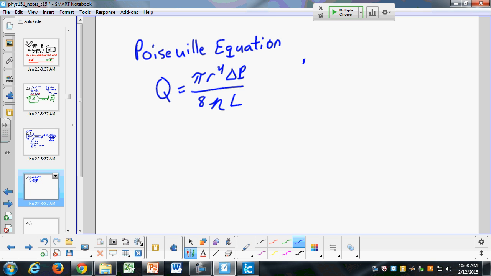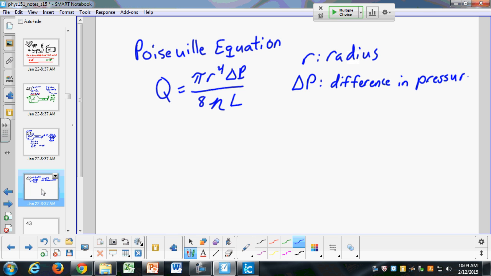So let me define what these variables are first. R is the radius of the tube, or the vessel, whatever it is. Delta P is the difference in pressure. In order to have fluid flow, you have to have a change in pressure between two different points. This eta, this script N looking thing, is a Greek letter. It's a measure of a material's viscosity. And then L is the length of the tube.